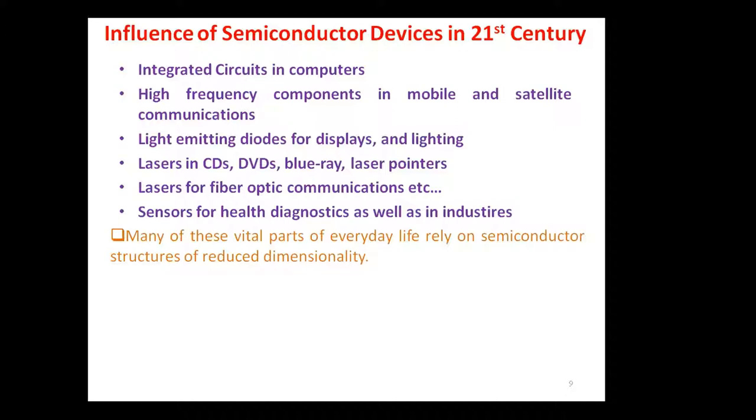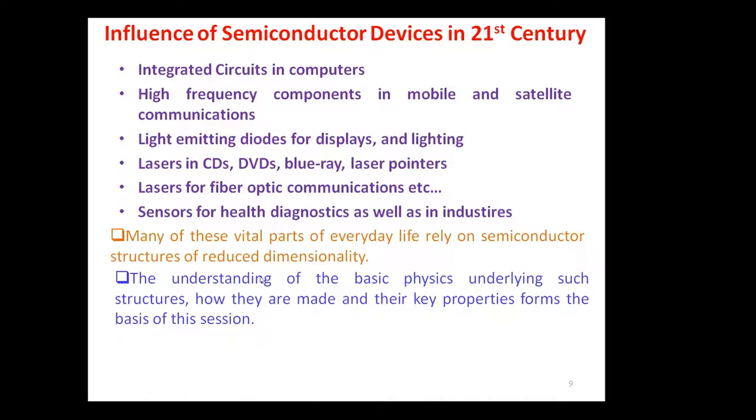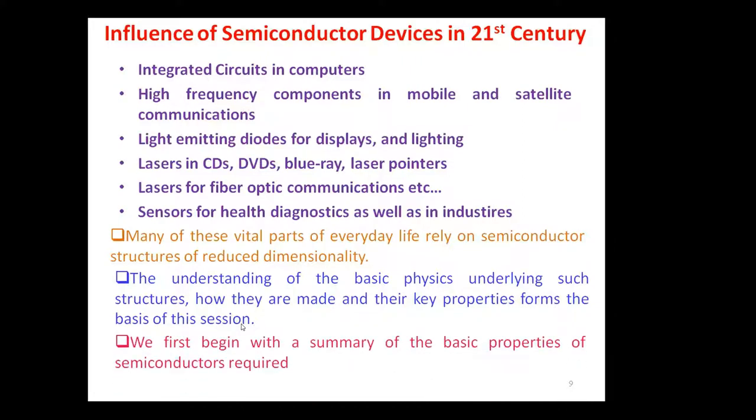So many of these vital parts of everyday life rely on semiconductor structures of reduced dimensionality, that means 2D, 1D, 0D. So understanding the basic physics underlying such low dimensional structures, how they are made and their key properties, forms the basis of today's session. We first begin with a summary of the basic properties of semiconductors required, then we will go to some devices.